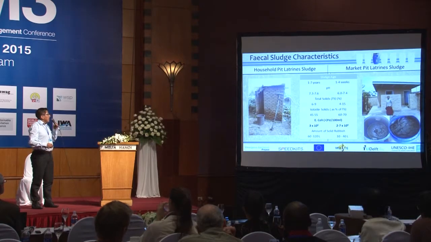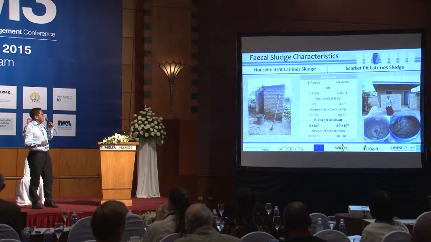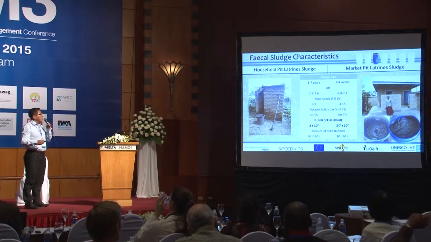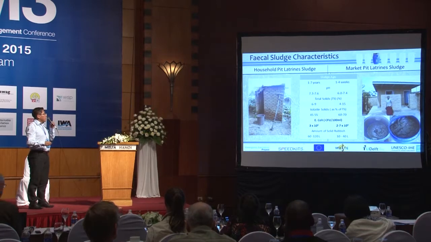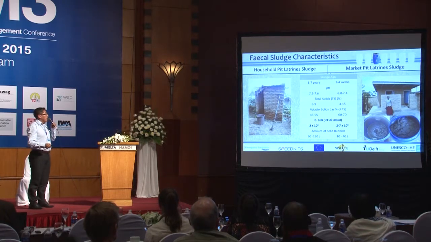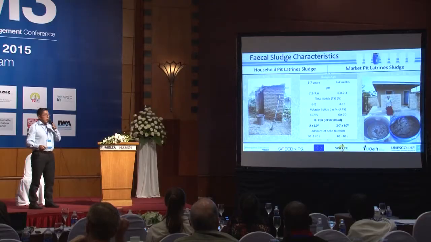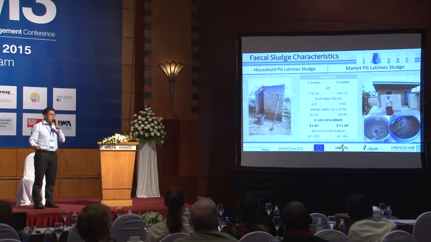We tested these 3 methods first at lab scale in Netherlands, but also we tested in the field in Malawi, in Blantyre. We had 2 different types of fecal sludge. One is from household pits, and the other is from market pit latrines. Some differences you can see, for example, the sludge age. In household pit latrines we have from 1 to 7 years. And in the public toilet, we can say fresh sludge, 1 to 4 weeks.